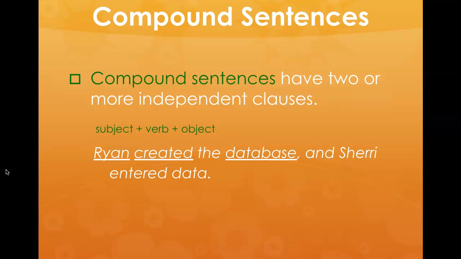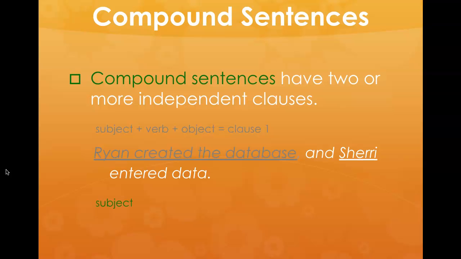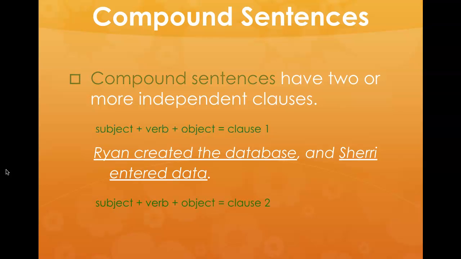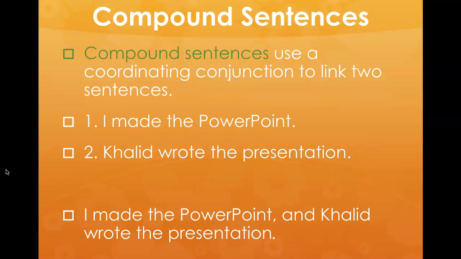We have one subject, one verb, and one object. Ryan created the database is our first clause. We also have Sherry, a second subject, entered, a second verb, and data, a second object. This is clause number 2. These two clauses are connected by a special connection word called a coordinating conjunction. Compound sentences use a coordinating conjunction to link the two sentences.